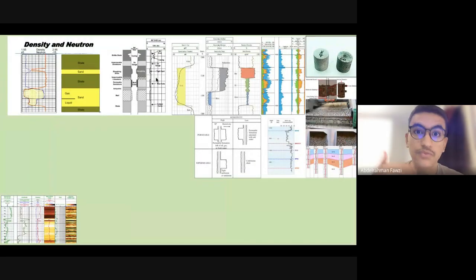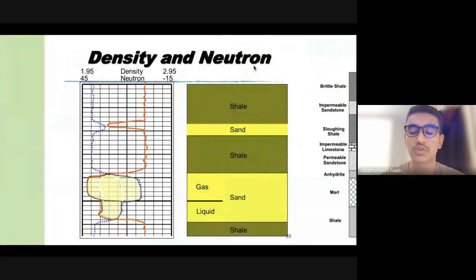So we do further tests to be more certain, right? We do something called density and neutron logs. So how does it work? For density, we emit some sonic waves, literally like sound waves, that go inside the rock formation. The more porous it is, the slower it will be. The denser it is, which means less porous, the faster it will be. That's one thing. Also, we're going to do neutron.